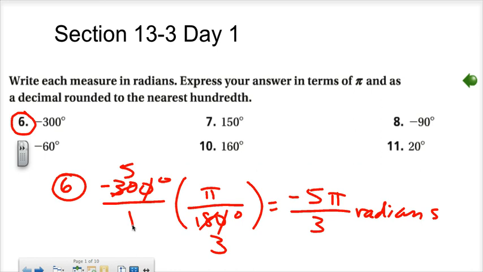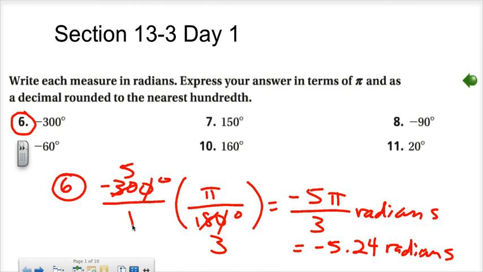And then, like it says, they do want that also to the nearest hundredth. So you grab your calculator and punch in negative 5 times pi, divide your answer by 3, and we're talking about negative 5.235, so negative 5.24 radians for number 6. And because we are working with two different units here, it is really important that you are labeling your answers so that we know whether or not we're working in radians as we go through these.